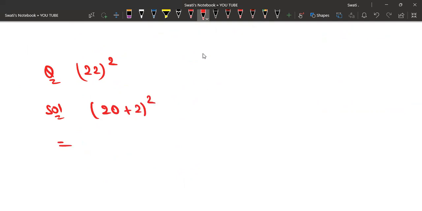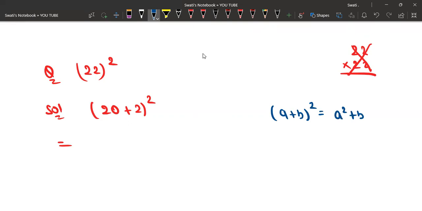What is the meaning of multiply this or solve this without using the actual multiplication? It simply means you can't multiply 22 with 22 like this and solve it. No, this is something that you don't have to use. Now here, of course, you can see that this is in the form of a plus b whole square. So a plus b whole square will become a square plus b square plus 2ab.